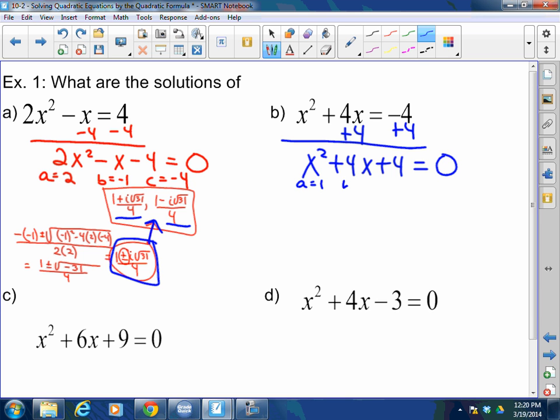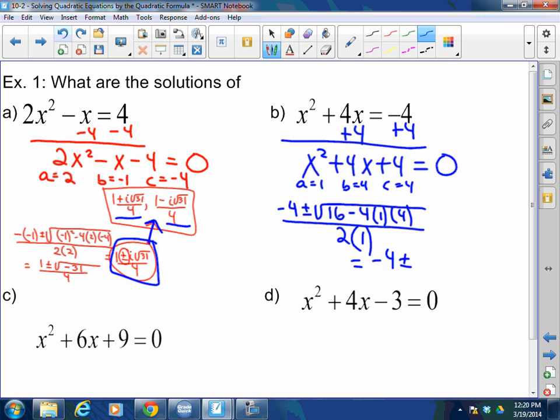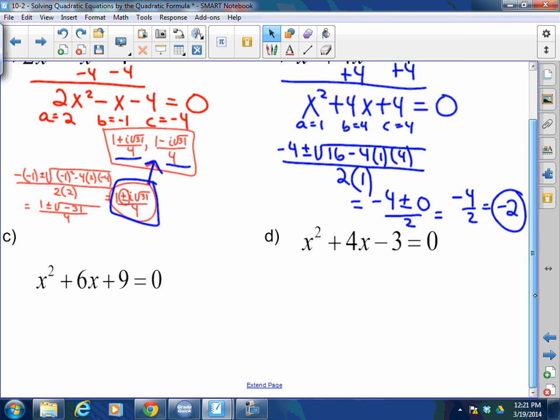So A is 1, B is 4, C is 4. So negative B plus or minus the square root of B squared, which is 16, minus 4 times A, which is 1, times C, which is 4, over 2 times 1. So this is going to equal negative 4 plus or minus 0 over 2, which is going to equal negative 4 over 2, which equals negative 2 straight up. So my x-intercept is negative 2. And this makes sense because it's a perfect square trinomial. That's x plus 2 squared. When I do the zero product property, I'm only going to get one answer, and that's negative 2. Is it making sense, y'all? Pretty simple, right?